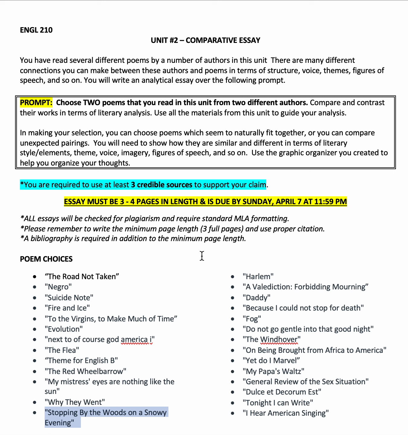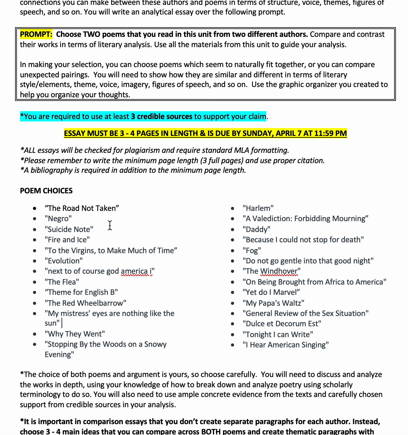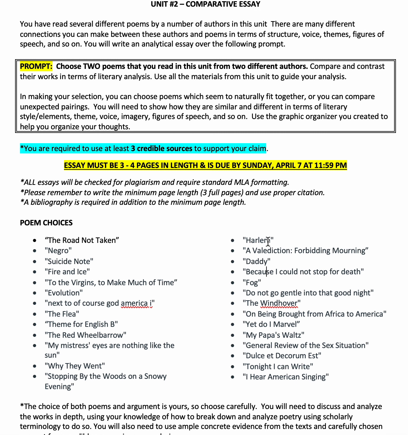You should be integrating that terminology about how to break down a poem, structure, syntax, voice, tone, whatever it might be, into your analysis. You can choose poems that seem to naturally fit together, or you could choose those which are unexpected pairings. It could be something that naturally fits together, for example, To the Virgins and The Flea, or it could be unexpected pairings like A Valediction and Because I Could Not Stop for Death.